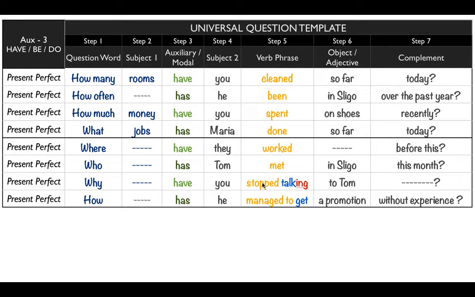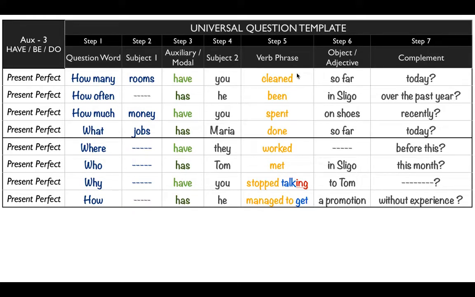Why have you stopped? If you want another verb after stopped, if you mean stop in the sense of quit, not pause, then it'll be verb ing. So why have you stopped talking to Tom? That means you quit talking to Tom. How has he managed to get a promotion without experience? So after you use manage, you're going to need to plus infinitive. So he managed to get.